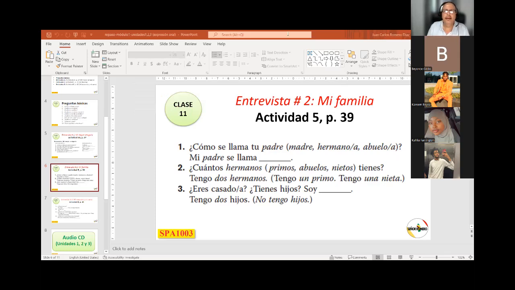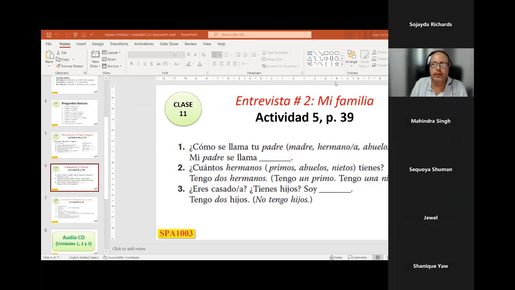And again, let me ask 2, 3, 4, 5 of you. What is your father's name? ¿Cómo se llama tu padre, Mahindra? Mi padre se llama Mohan. ¿Y cómo se llama tu madre? Mi madre se llama Nalini. Mi padre se llama Mohan. Mi madre se llama Nalini.